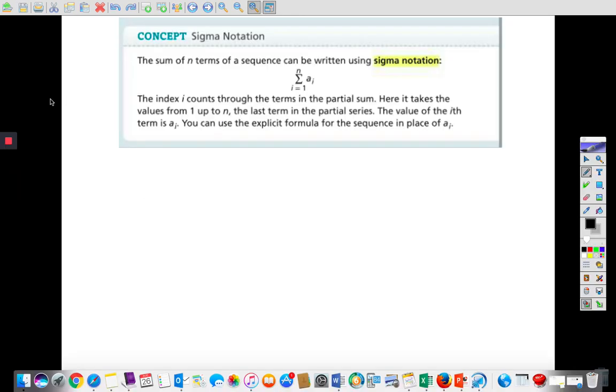All right, so this is the concept of sigma notation. It says the sum of n terms of a sequence can be written using sigma notation. The index i counts through the terms in a partial sum. Here it takes the values from 1 up to n, the last term in the partial series. The value of the ith term is a sub i. You can use the explicit formula for the sequence in place of a sub i.